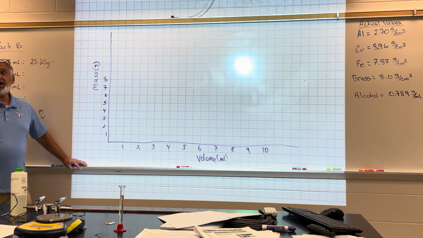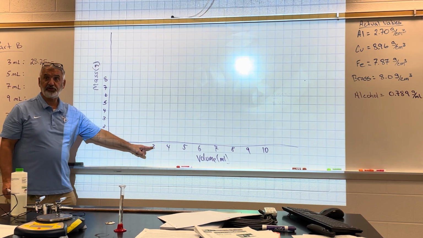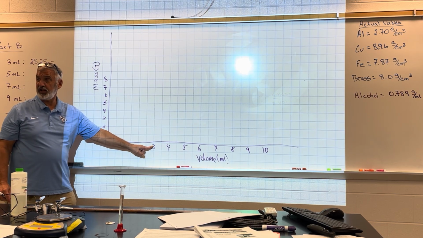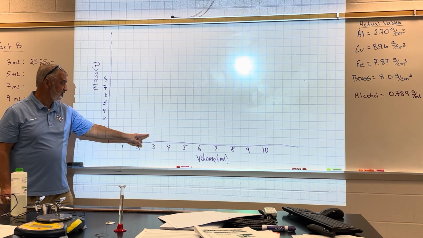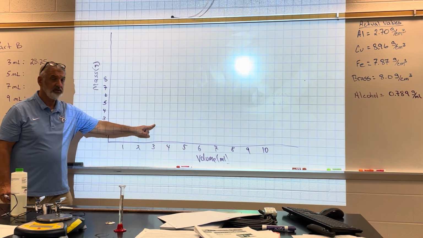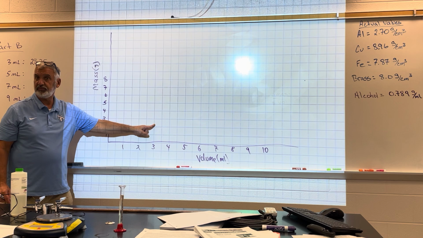Now we're really going to have 5 points. So now do we know how to graph this? You got your 3. That's your volume. And then you got your mass, which is going to be 2 point something. That's your point. Do 3, 5, 7, 9.